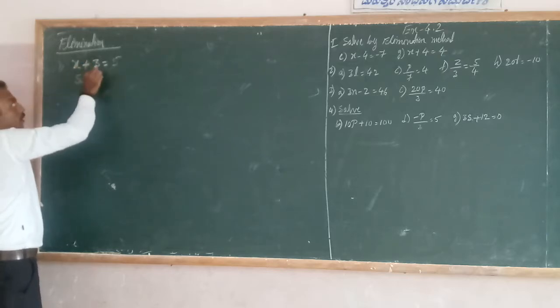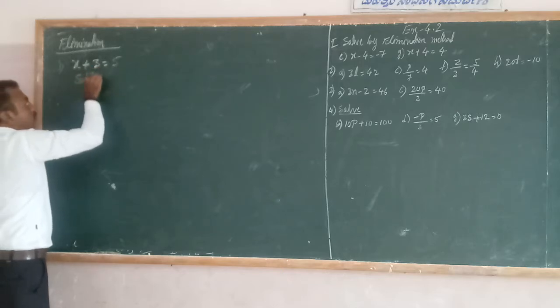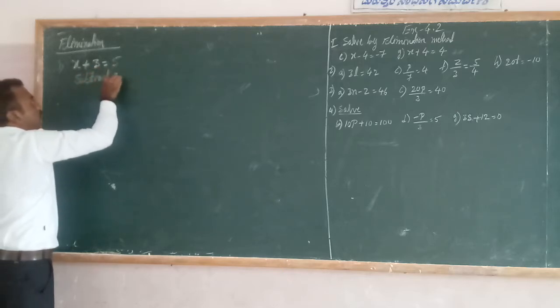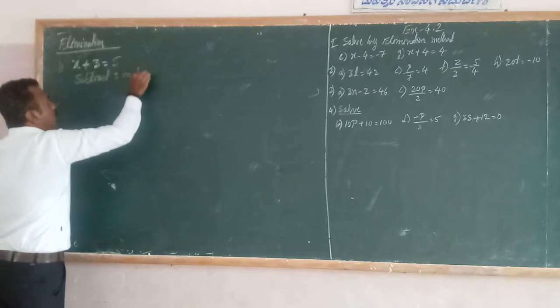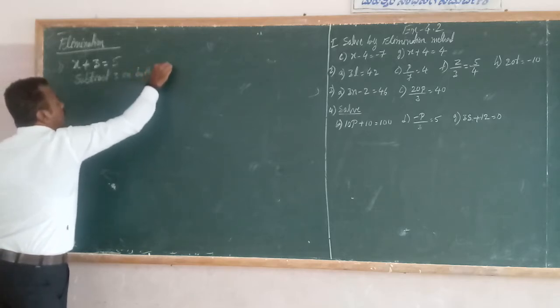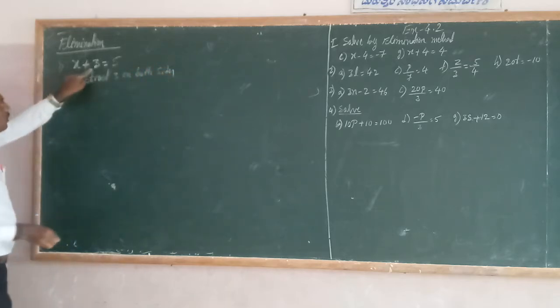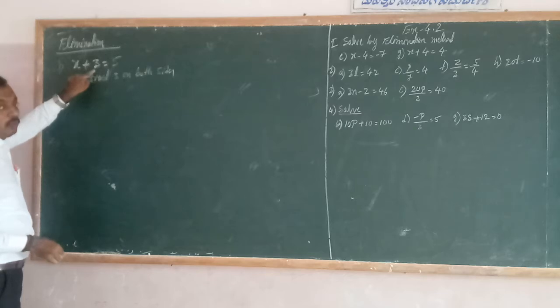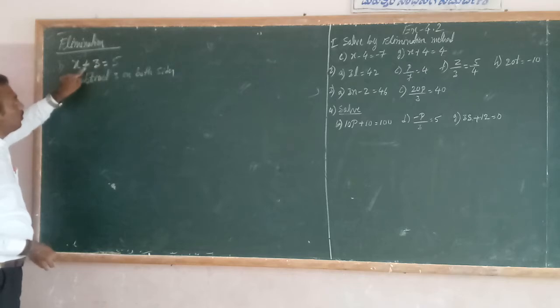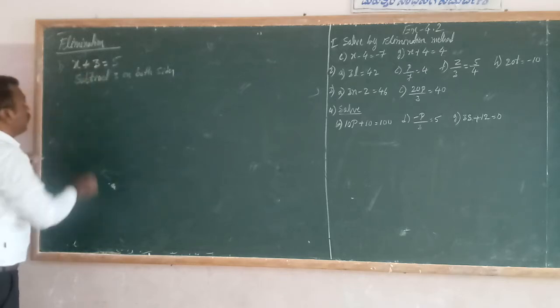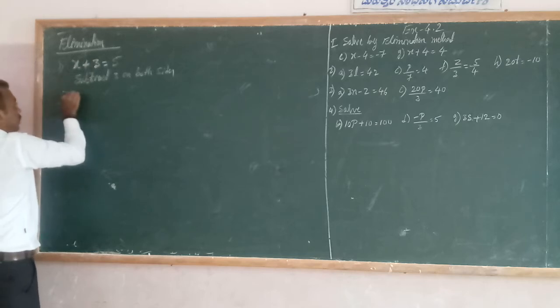What do we have to subtract? 3, subtract 3 on both sides. Okay friends, look: x plus 3 is equal to 5, and we have to remove, eliminate the plus 3. If we subtract 3, it goes away. Since it is plus, I subtract; if it is minus, we have to add. See, x plus 3 we write as it is right now.